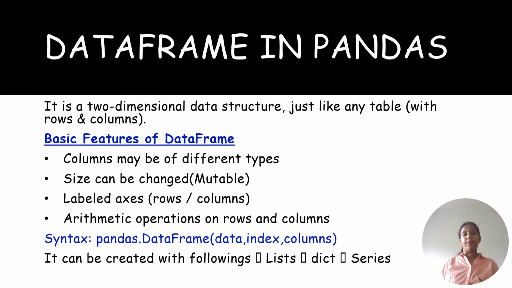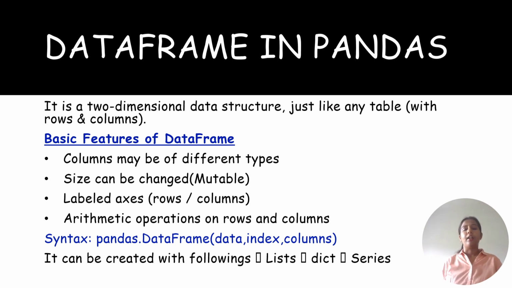Now come to the data frame. We already discussed that a data frame is two-dimensional. So we should know the basic features of a data frame. There are columns, there are rows, and the size can be changed because it is mutable. And the level of access, you can decide, that is the rows and columns. Arithmetic operations on rows and columns are possible. And this is the basic syntax of a data frame.